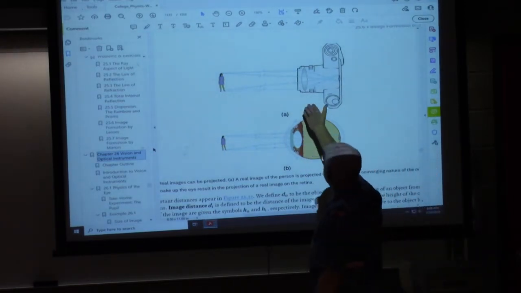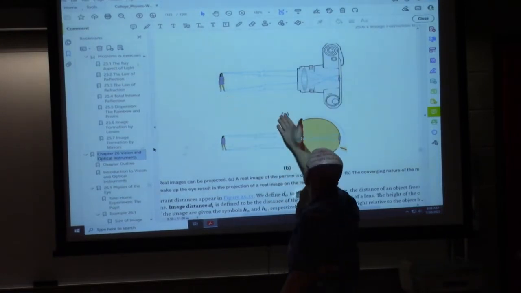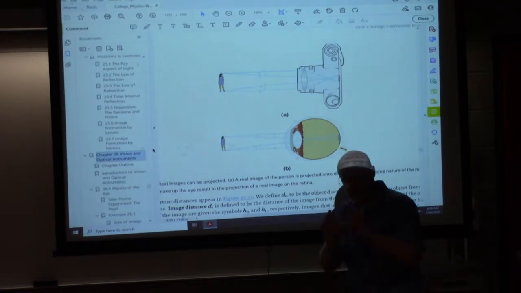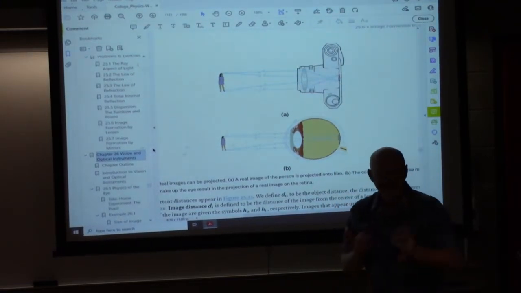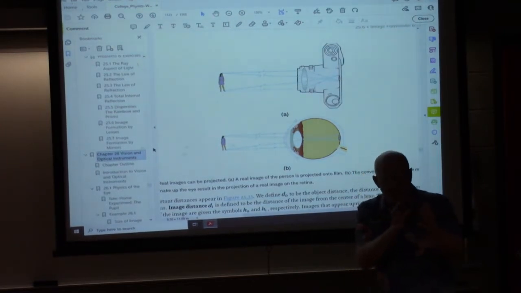And so if you look at this diagram of the camera, here is the object. So here is a person. This is the camera, so there's a lens in a camera. And then there is a film, or a CCD array. And the goal of the camera is to get the image on the CCD array and to get it in focus.